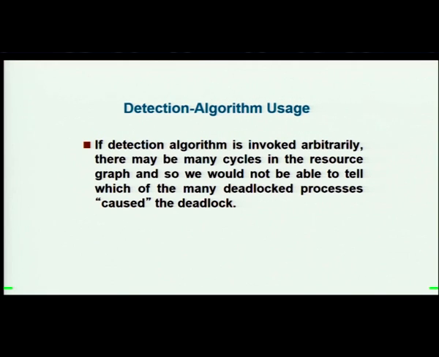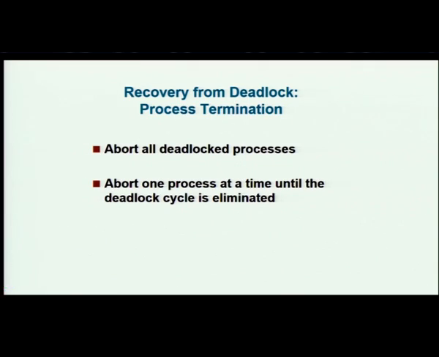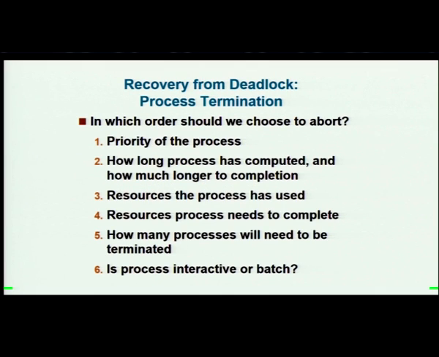If the detection algorithm is invoked arbitrarily, there may be many cycles in the resource graph, and so we would not be able to tell which of the many deadlocked processes caused the deadlock. The cause of the deadlock can also be found out, and we can release the resources through an explicit intervention of a system call. We can abort all deadlocked processes or abort a chosen process at any given time until the deadlock cycle is eliminated.